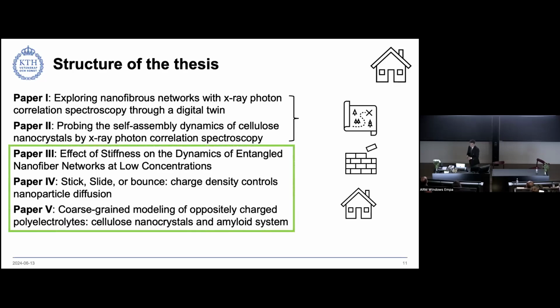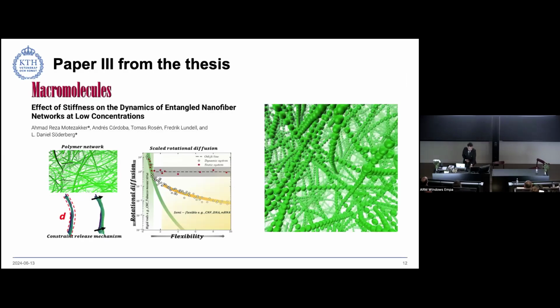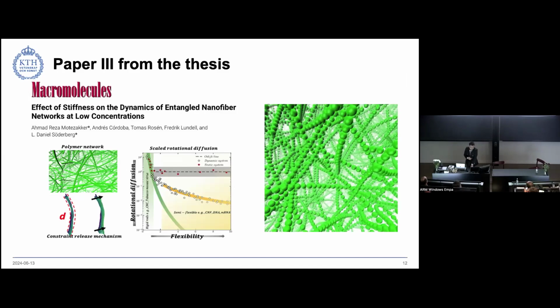So here, since I'm the main author in papers 3, 4, and 5, I will focus on these 3 papers. The first one is the effect of stiffness on the dynamics of entangled nanofibers. And here we have done a wide range of simulations with different parameters to come up with a solution, or improve the model for the dynamic reptation theory.